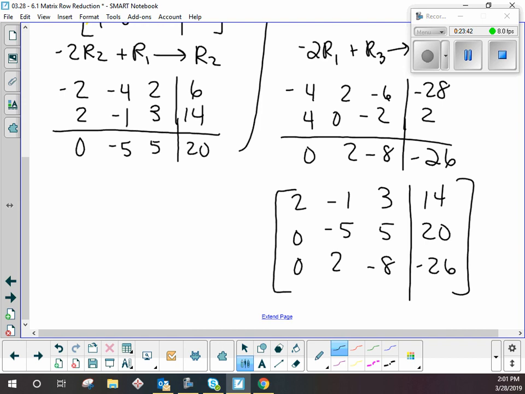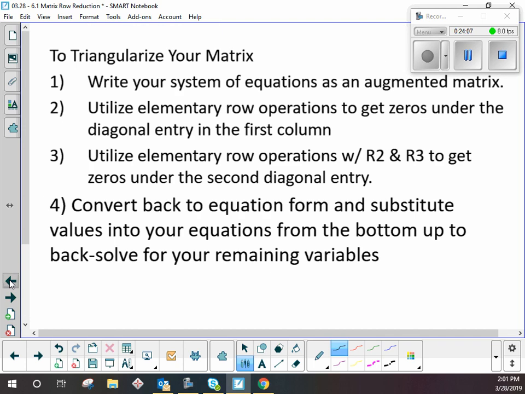So now that we have zeros in both of these places, we've completed step 2. We're moving on to step 3, which is to get a 0 right here. Okay, so I'm going to go over here and do step 3. So what we have to do now is think of some math to get a 0 there. But again, you have to be careful. If you go back and look at your notes here on step 3, utilize elementary row operations with what?